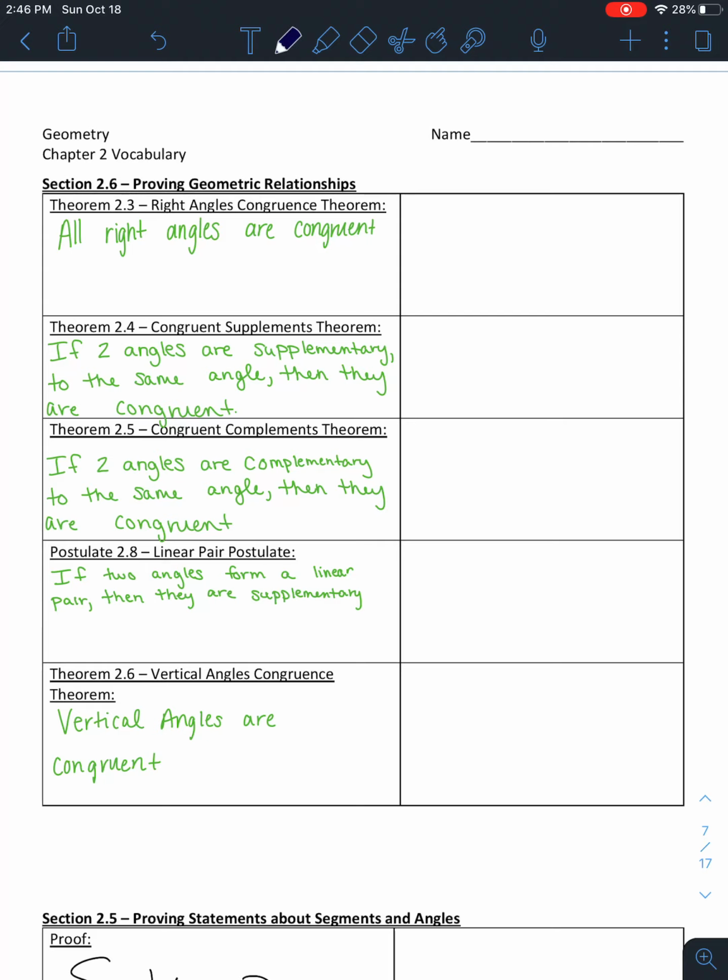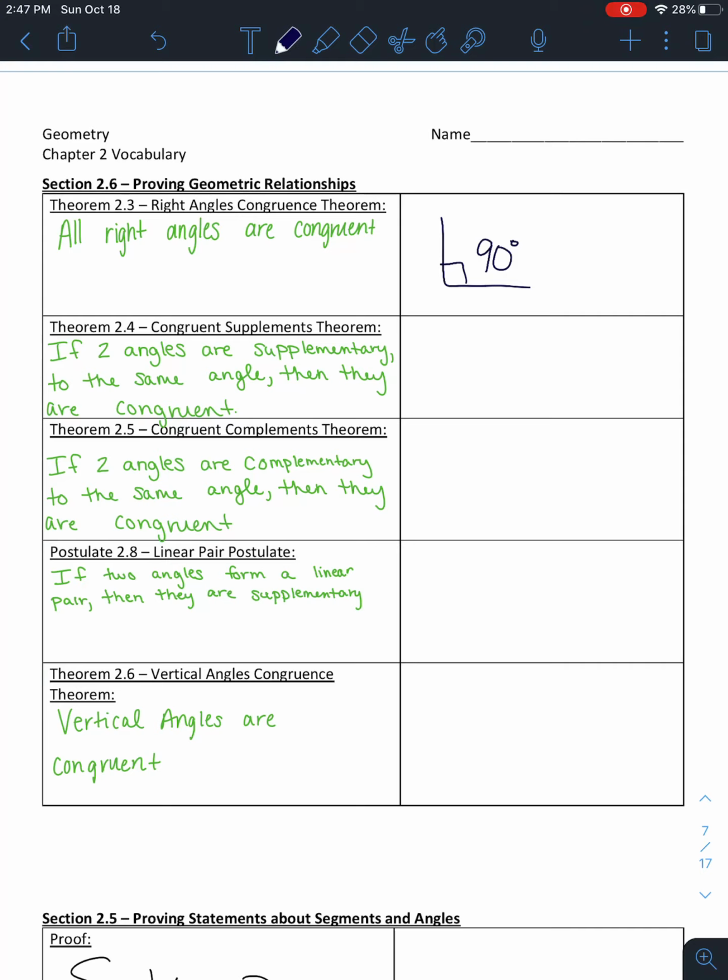So 2.3, right angles congruence theorem. All this says is that all right angles are congruent. Well, we know a right angle is 90 degrees, and that is every right angle. Thus, it would make sense that all right angles are congruent. Their only option is to be 90 degrees.